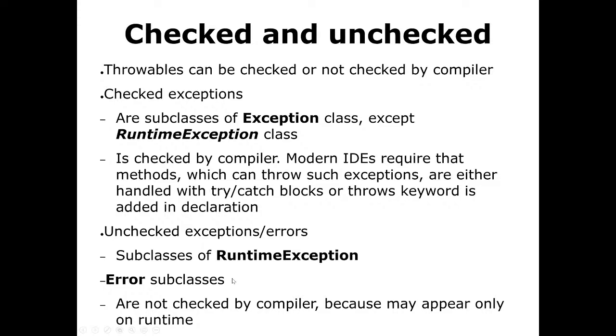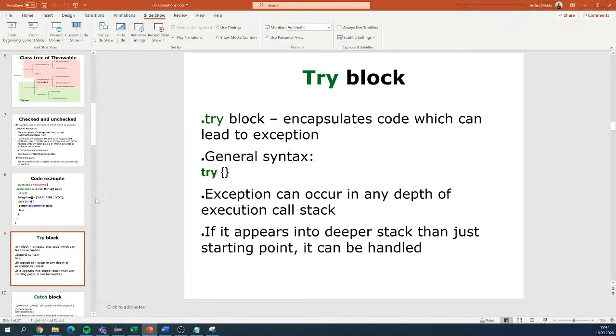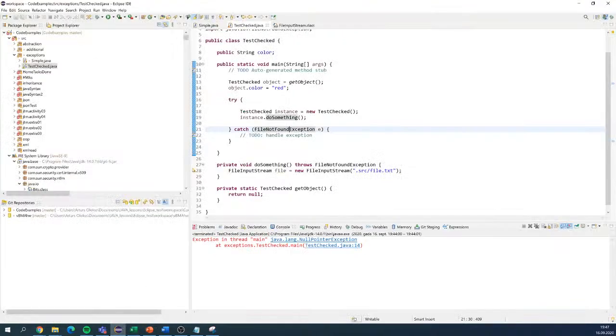And yeah, unchecked are subclasses of RuntimeException. Basically it states from the name: unchecked means that something happened during the runtime, and the compiler cannot really understand that the problem will happen. And yeah, Error subclasses are not checked by the compiler because they may appear only at runtime. So here's also the code example. Maybe let's copy it and just see how the exception is called.